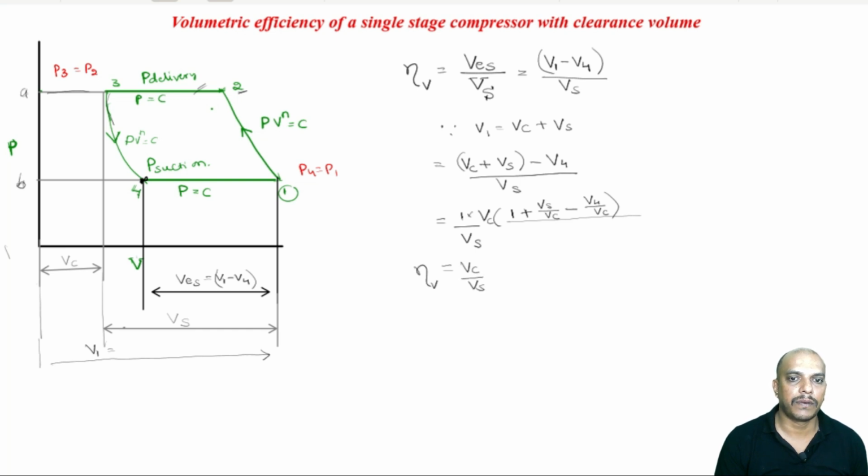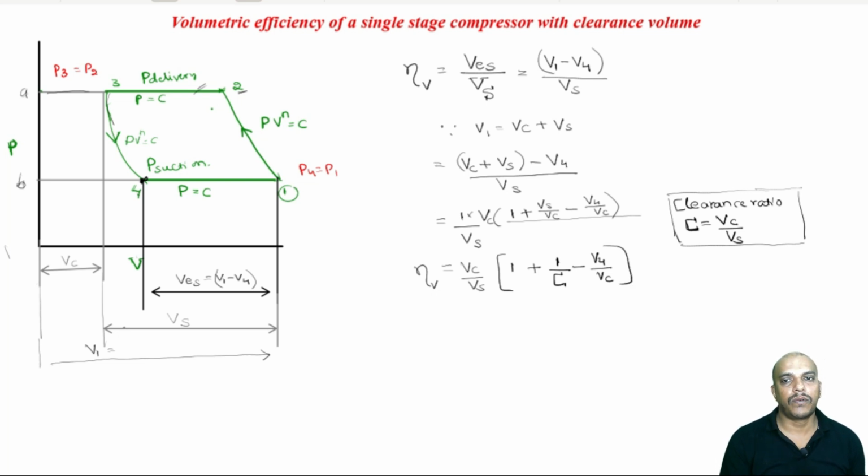So now our volumetric efficiency is Vc by Vs times 1 plus, now let us define what we call the clearance ratio. Clearance ratio is the ratio of clearance volume to the swept volume. I will call this capital C. Since Vc by Vs is our clearance ratio, this will become 1 by C, 1 by capital C, minus V4 by Vc.